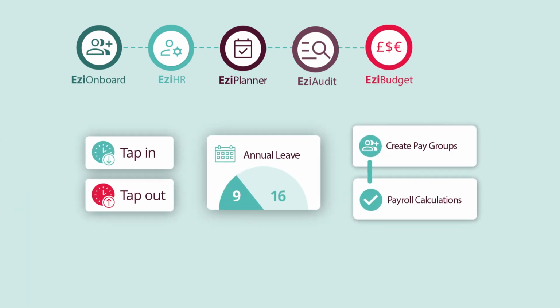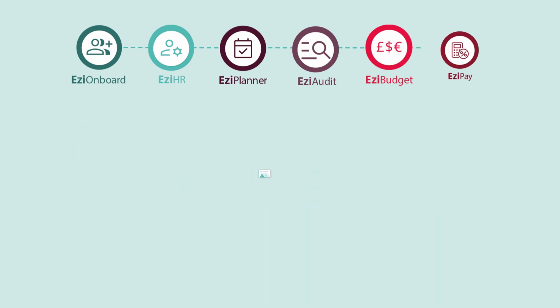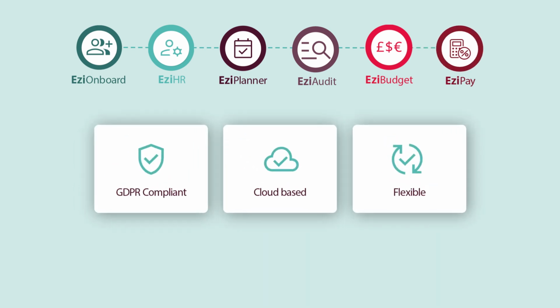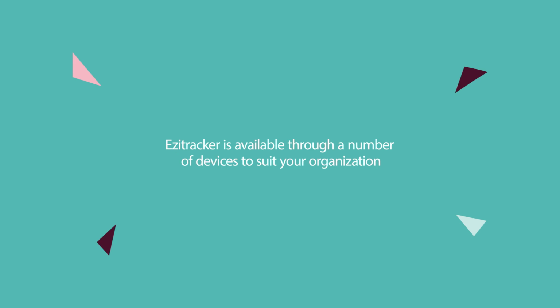Easy Budget. Automate payroll functions including recording time and attendance, annual leave, creating pay groups and payroll calculations. Easy Pay, a fully compliant HMRC accredited payroll solution that is GDPR compliant with pension scheme auto-enrollment built in. Easy Pay is a true cloud-based payroll system, allowing users the flexibility to streamline the flow of data from Easy Budget.